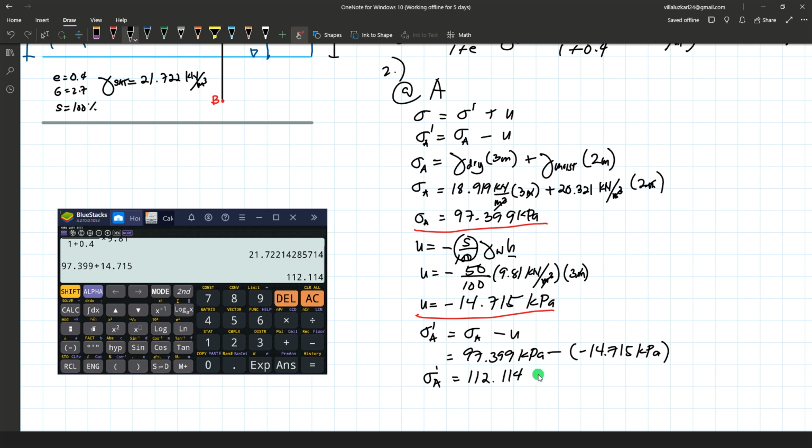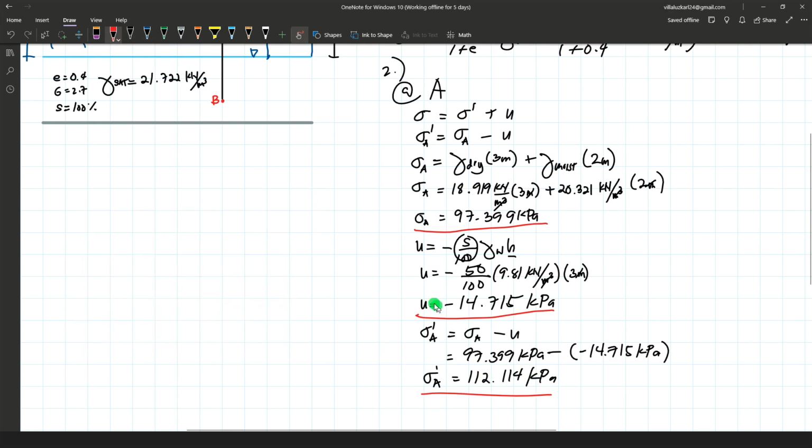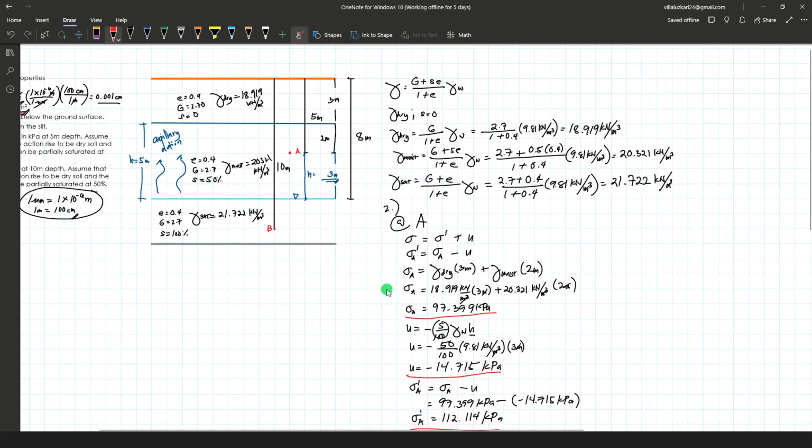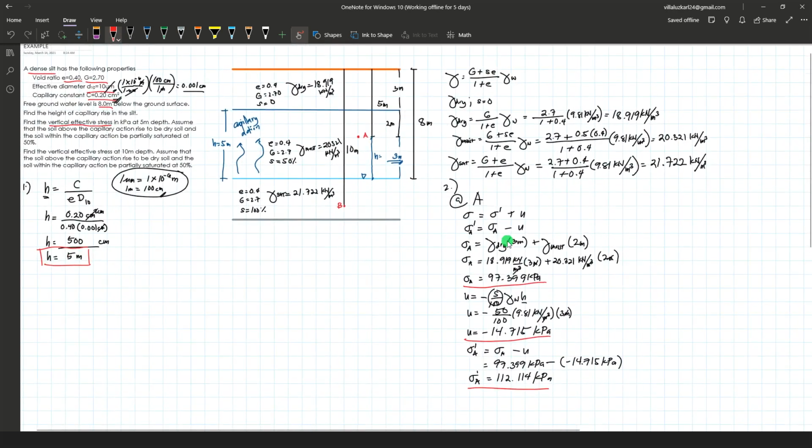Okay, we have 112.114 kilopascal of effective stress at point A. So these are your answers. But since only the effective stress at point A is required, this is your final answer.